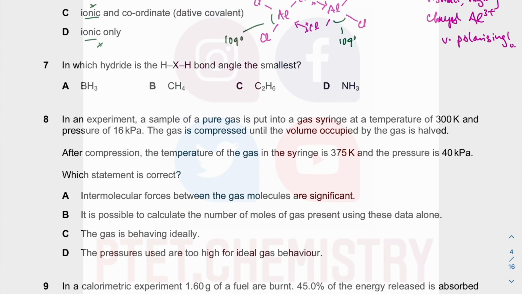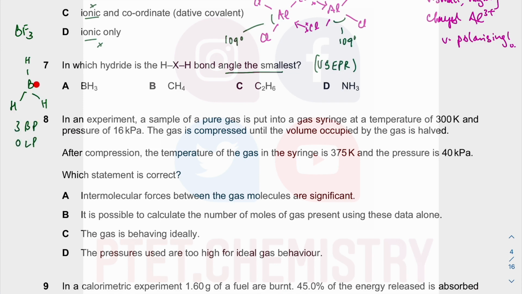Number 7, you're looking for the smallest angle. So BH3, you can relate it to your case study, which is BF3. This is all under valence shell electron pair repulsion theory. A lot of students said they don't even know about this VSEPR thing. It's called valence shell, outermost shell, electron pair repulsion. When we count the number of bond pair and lone pair, we need to consider how do they repel, alright? There's 3 bond pair and 0 lone pair.